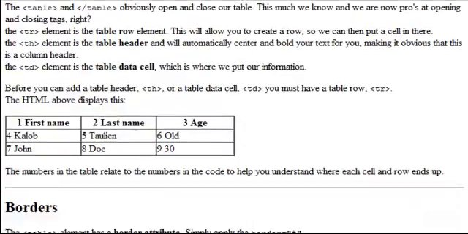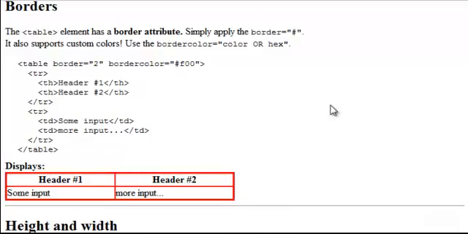Borders. The table element has a border attribute. Simply apply the border attribute with a number, and it also supports custom colors. So if you use the bordercolor attribute and you type a color or a hex, it will give you that color. Let's look at an example. We have a table with a border of 2, so that's a 2-pixel border all the way around it and through the cells, and our border color is F00, which is red. We could also just type red here.